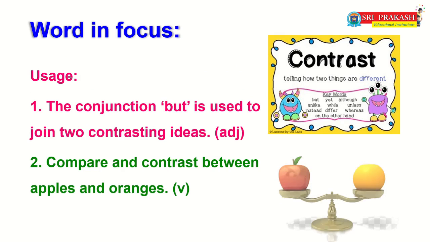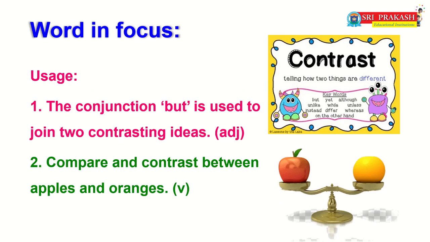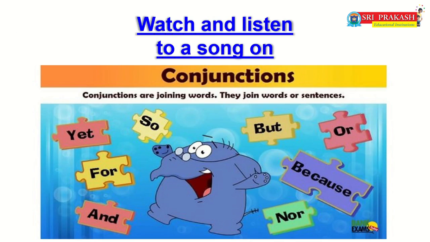Usage of the word. The conjunction but is used to join two contrasting ideas. Here contrasting is adjective, describing the ideas. Second example, compare and contrast between apples and oranges. Here contrast is used as a verb. Note down this word in your notebook and add two more sentences of your own. Now let us watch and listen to a song on conjunctions.